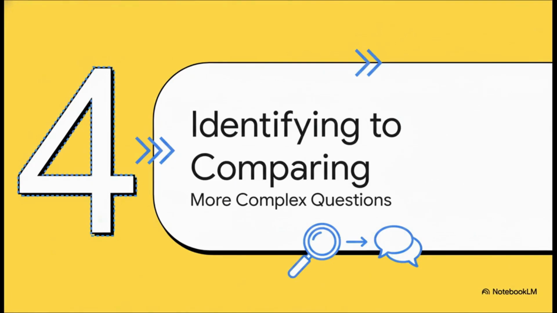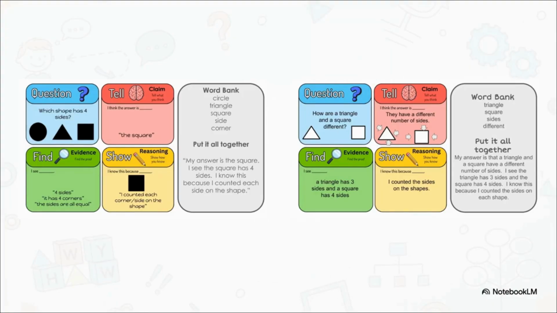But here's the really cool part. This framework isn't just for simple stuff like identification. You can use it to tackle more complex questions, like, say, comparing two different things. So here, you can see our first example right next to a new one. The tool itself looks exactly the same, but notice how the question on the right side asks for a higher level of thinking? It just shows how beautifully this framework grows with your students.